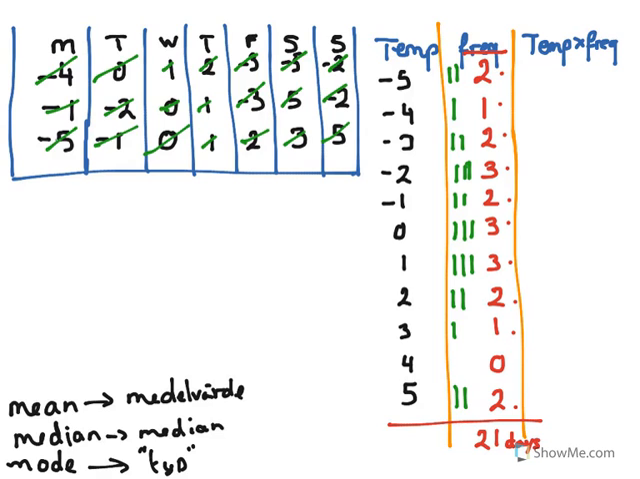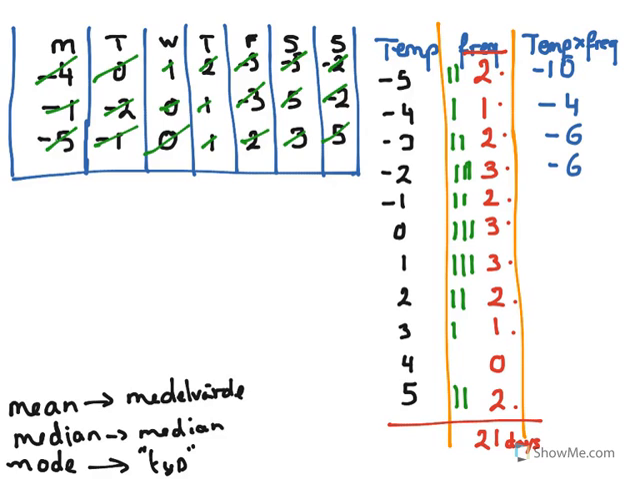Now what we'd like to know is, what was the sum total of all our different degrees? And the easiest way to work that out is to take the temperature multiplied by the frequency. So we had two occurrences of minus 5, that would give us a total temperature here of minus 10. One occurrence of minus 4, 1 times minus 4 is minus 4. 2 of minus 3, 2 times minus 3 would be minus 6. 3 times minus 2, that would also give us minus 6.